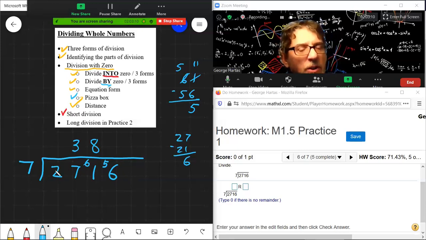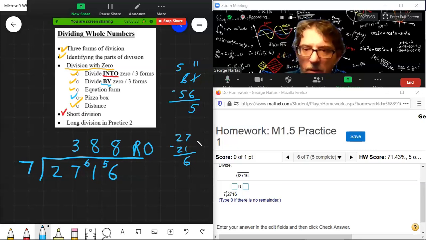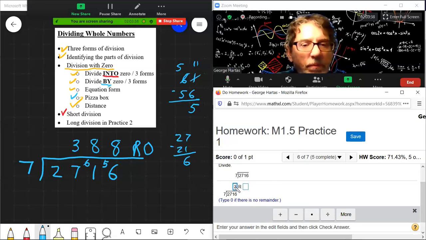All right, so we're down to the last step here. This is 56, so 7 divides into 56 how many times? Well, we just did that, right? 8 times. And 8 times 7 is 56. It goes in there perfectly. There's no remainder. There's nothing left over. The remainder is 0. So the answer is 388 with a remainder of 0.